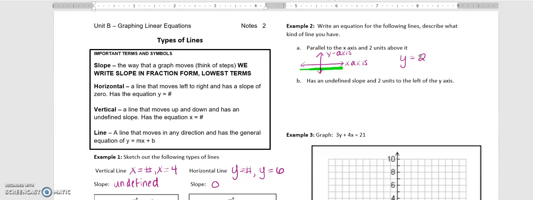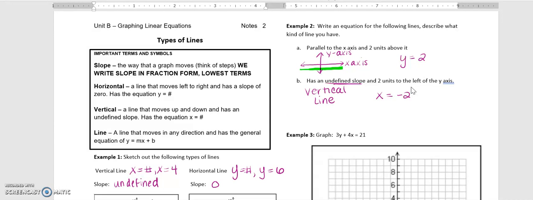Okay? In letter B, it says, write a line that has an undefined slope and is 2 units to the left of the y-axis. So again, if we refer back to example number 1, an undefined slope describes a vertical line. So undefined slope and vertical line go together. And vertical lines always start with x. And if I'm 2 units to the left, numbers to the left are negative, so I would be a negative 2. Okay? In example number 3, they're just asking us to graph a line.